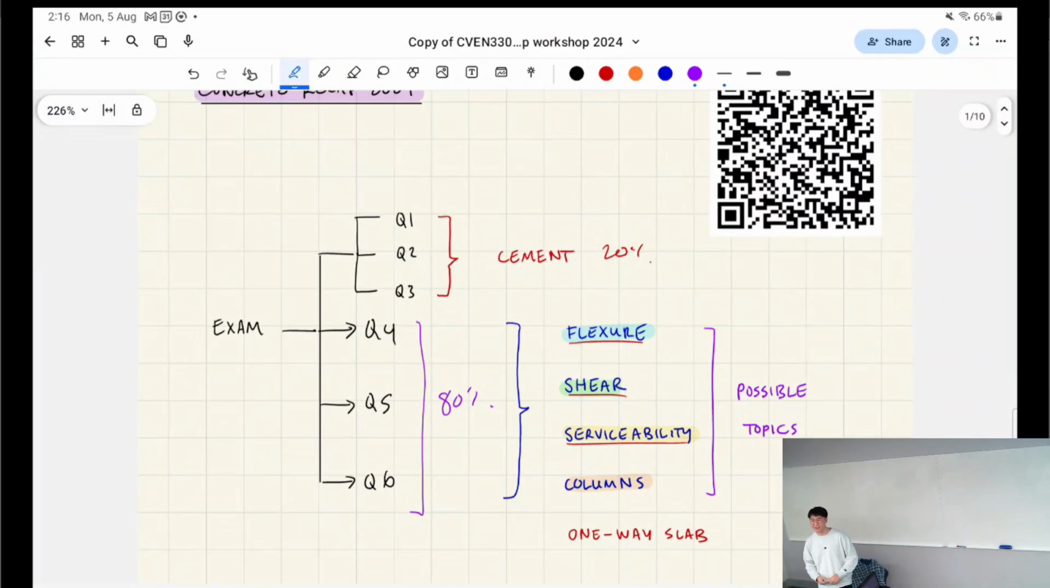Firstly, I'm not a great material science guy. So cement-related questions, I'm not going to be able to answer very well, but I think I can handle the solid mechanics related stuff in the last of those possible topics, which will be in questions 4 to 6, right? So there'll be flexure, shear, serviceability, and columns, right? And every now and then you could also have a mix-up, one-way slabs, but one-way slabs are basically just going to be a version of flexure, shear, or serviceability, but framed in terms of one-way slabs. Okay.